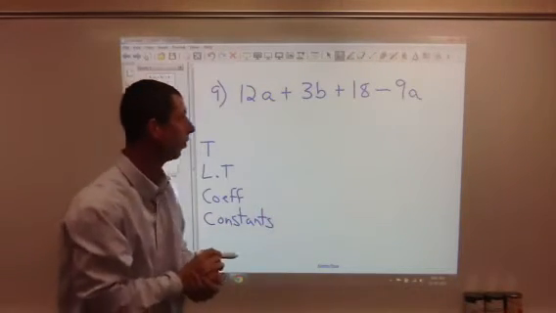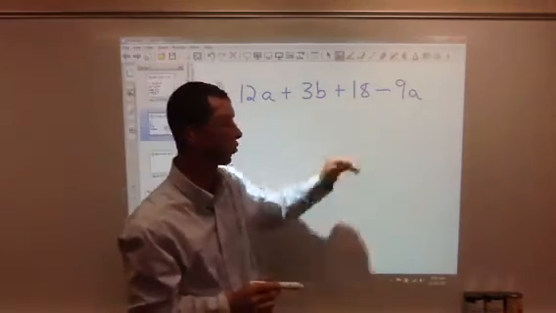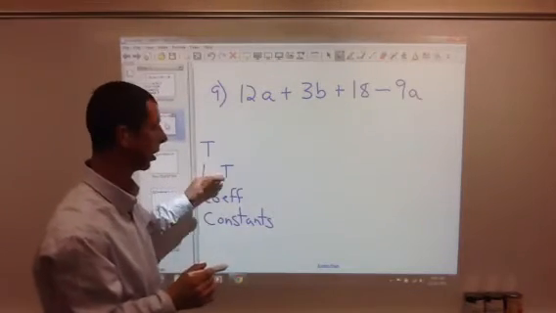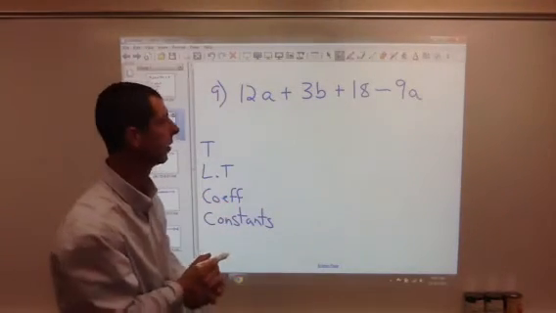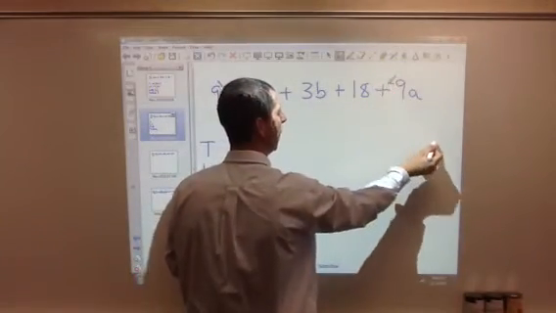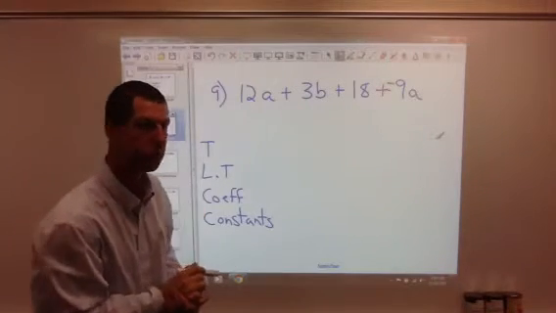Okay, here's another one. This is number 9. Now the tricky part to this one is we have subtraction. We want to make it all addition before we pick out the terms, the like terms, the coefficients, and the constant. So the first step I'm going to do is add the opposite. And that's something we've been doing all along. That should not be real confusing at this point.